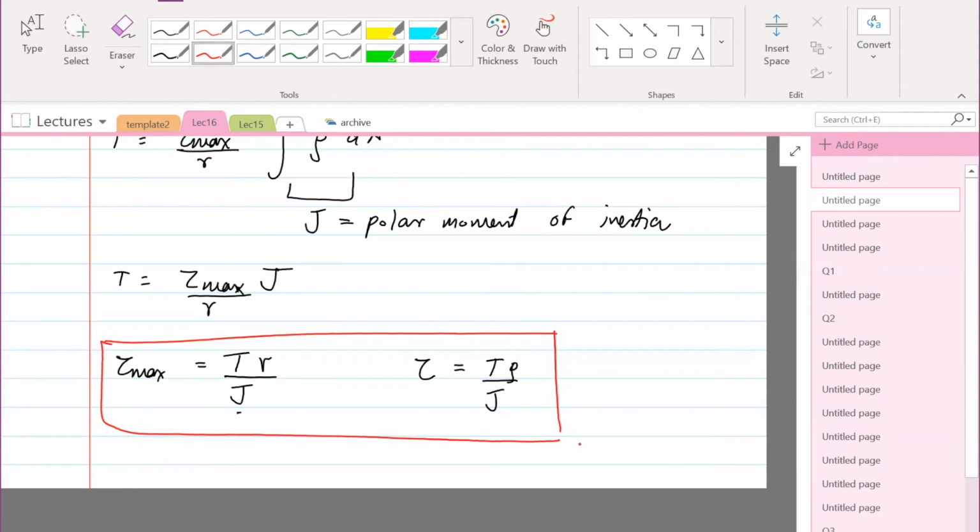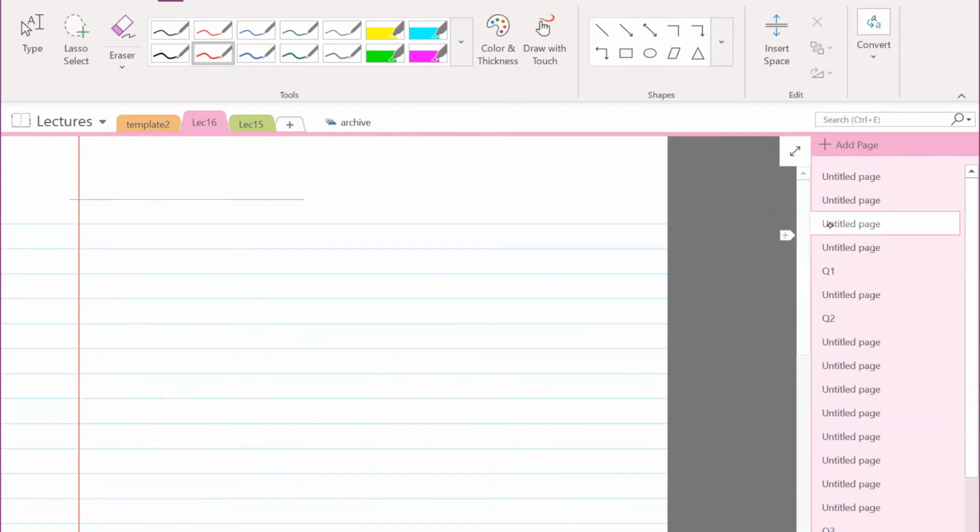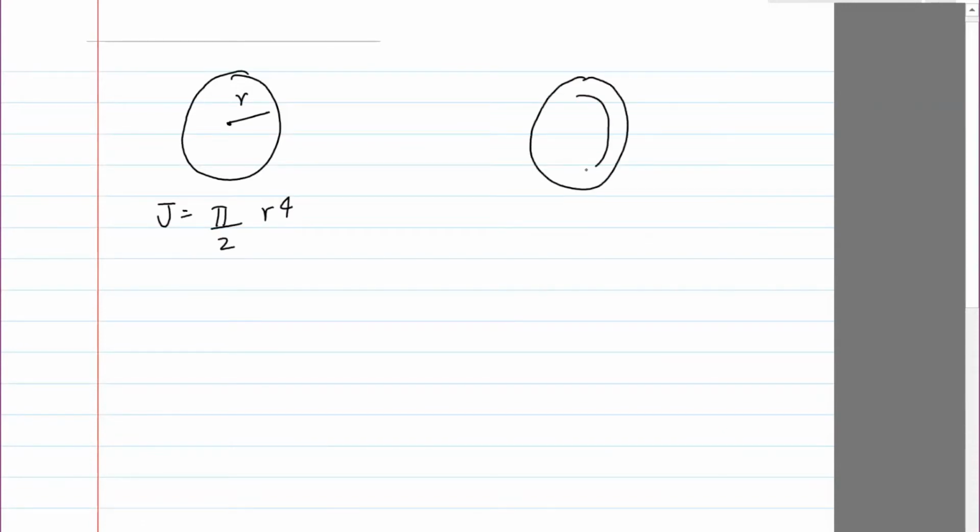Okay, now what's J? For a circular disk of radius r, J is pi divided by 2 times r raised to 4. If you had an annular cylinder with the radius R0 as the outer radius and RI as the inner radius, then J is now going to be pi divided by 2 times R0 raised to 4 minus RI raised to 4.